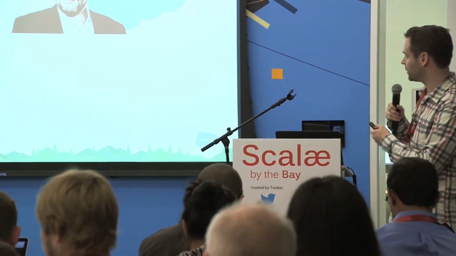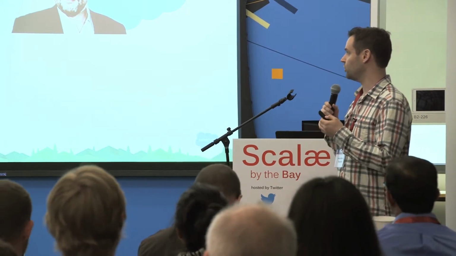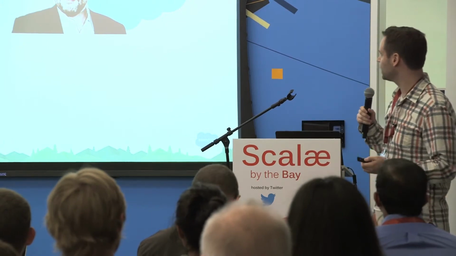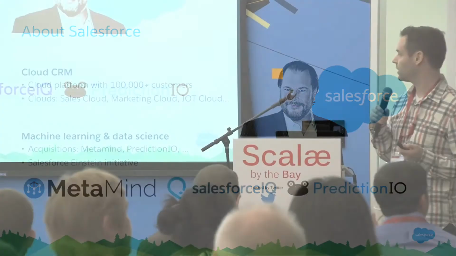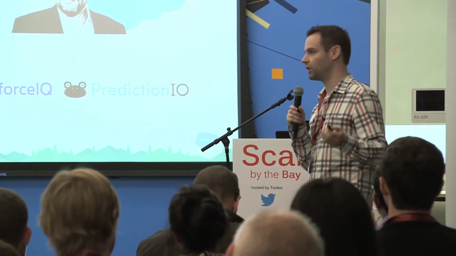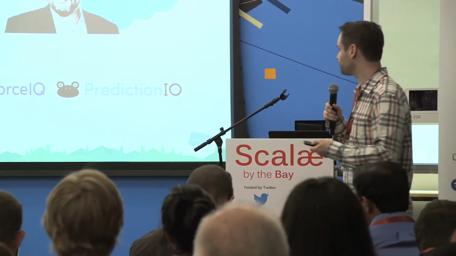Our CEO, Mark Benioff, is a very big advocate of using data science and machine learning to make the CRM more intelligent. And he's been very clear that this is the direction we're going in the future. And so in the past couple of years, we've acquired a few companies, such as MetaMind, Salesforce IQ, and Prediction.io. MetaMind does NLP and image classification using neural networks. Salesforce IQ does a smart CRM, and Prediction.io is an open source machine learning platform that actually uses the Spray.io project.